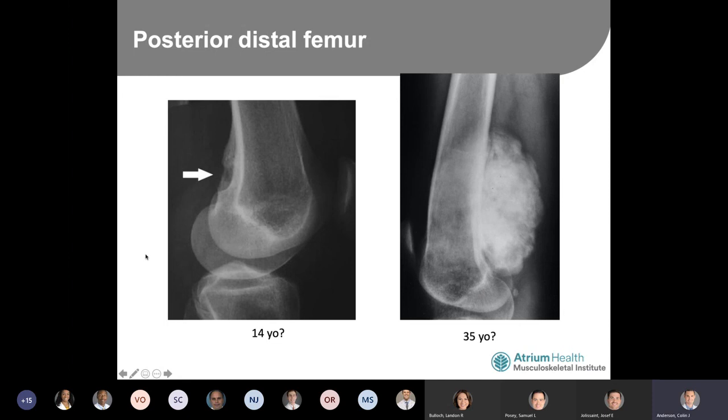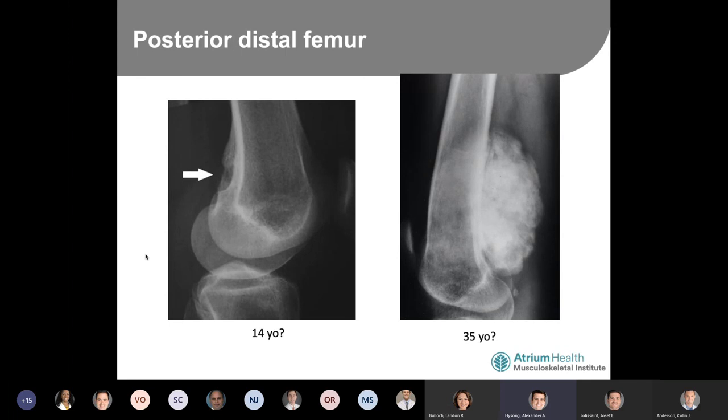And then, is Alex on? Yep, I'm on. Would you like to tackle this one on the left here? Yeah, sure. So you have a lateral of a distal femur, or a lateral of a knee in a 14-year-old. Looks like there, based on the arrow sign, there's a cortically based lesion in the posterior aspect of the femur.